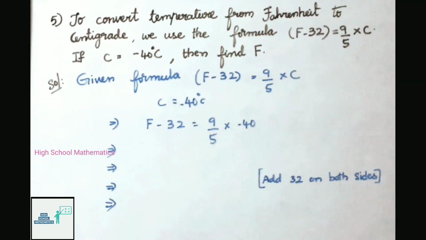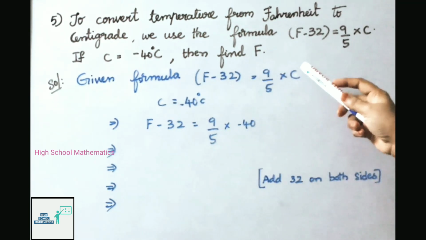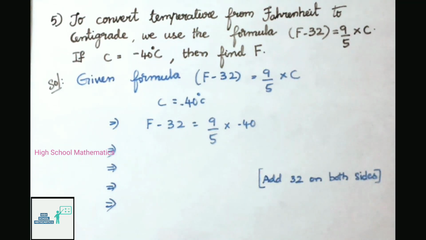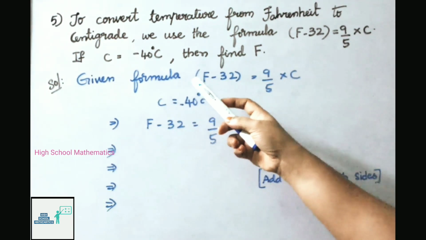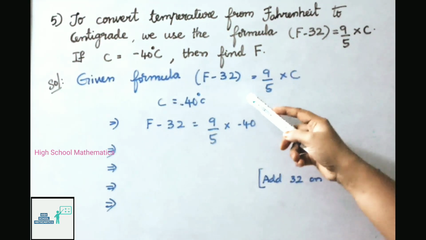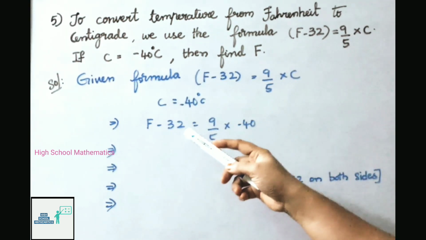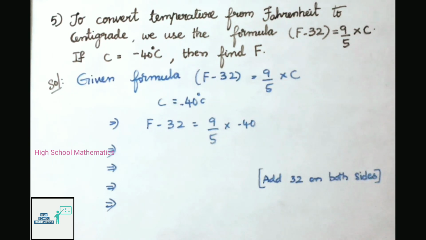See now question number 5. To convert temperature from Fahrenheit to centigrade, we use the formula F minus 32 equals 9 by 5 into C. If C value is equal to minus 40 degrees Celsius, then find F. Let us see the solution. Given formula is F minus 32 equals 9 by 5 into C. They have given C value equals minus 40 degrees Celsius.